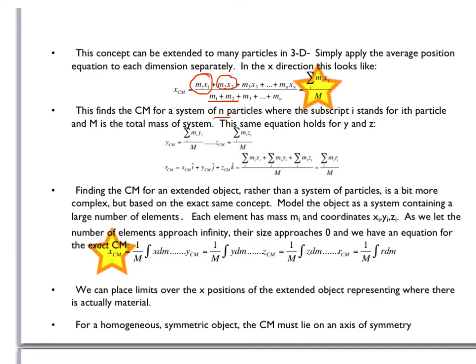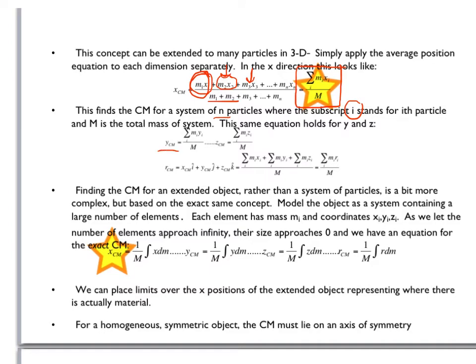where the subscript i in the equation that we have here is really representing the ith particle, or whichever particle you're talking about. Maybe it's this one, maybe it's this one, any one of those particles. And capital M is representing the total mass of the system. This same equation is going to hold true for both the y and the z directions. So when we're looking for the center of mass in the x direction, we'd add up all these mx positions and divide by the total mass.